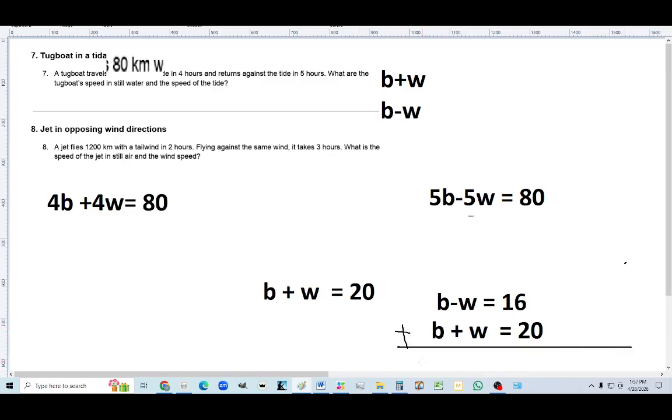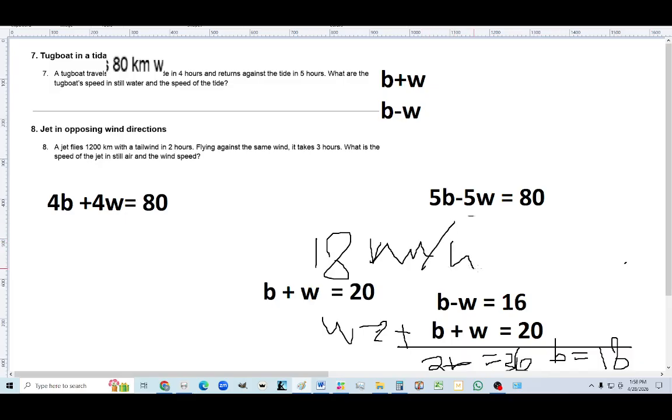B plus b is 2b. One of these should always disappear. Minus w plus w is nothing. So when I add this, 36. Divide by 2, b is 18. Put it back into this equation. W is 2. So the tugboat speed, remember, is 18. Speed is always a distance per hour. And the water speed is 2 kilometers per hour.